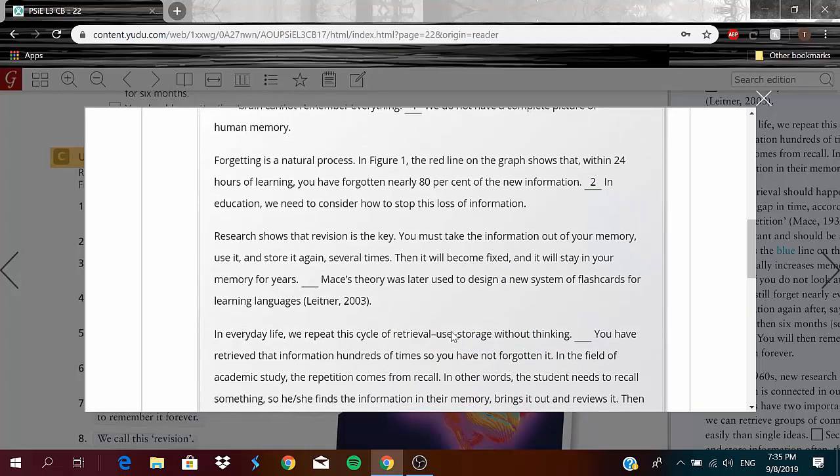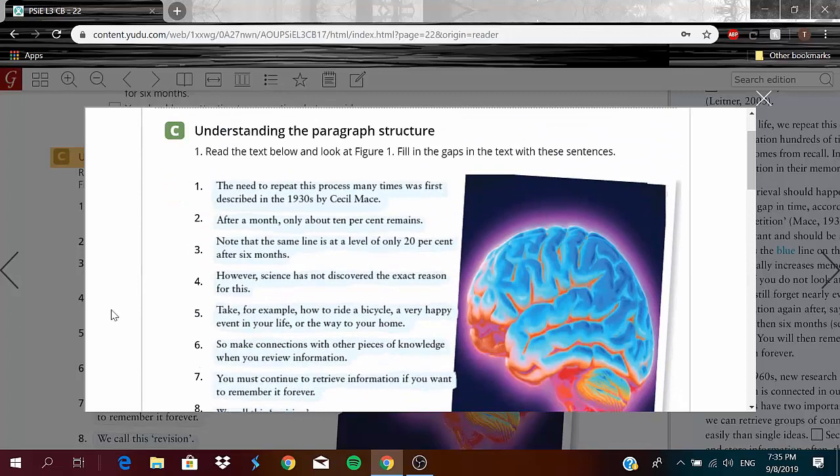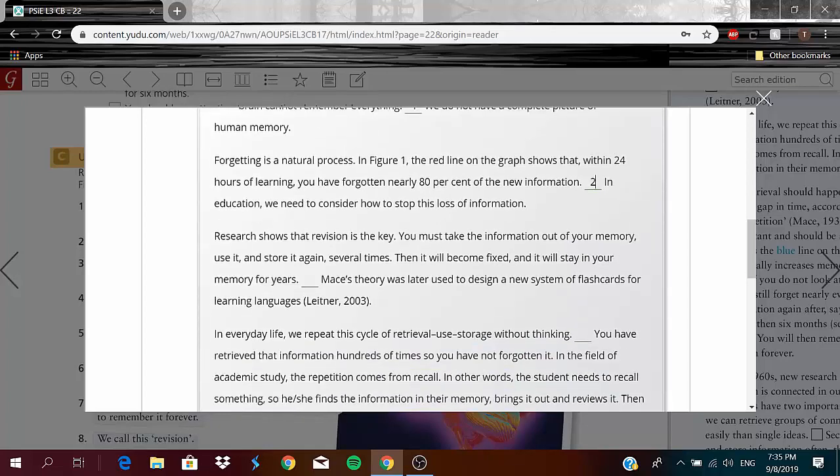Okay? Then we have research shows that revision is the key. You must take the information out of your memory, use it and store it again several times. Then it will become fixed and it'll stay in your memory for years. What can I say after that? What do you guys think? I can probably say the need to repeat this process many times was first described in the 1930s by Cecil Mace. Okay? So that will be 1.